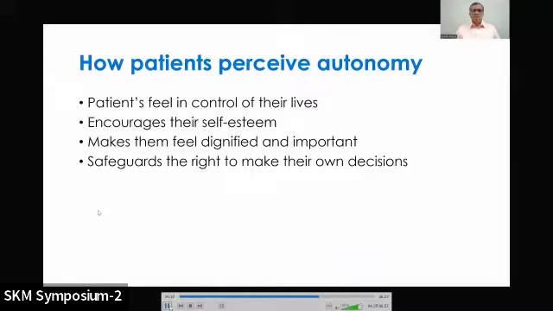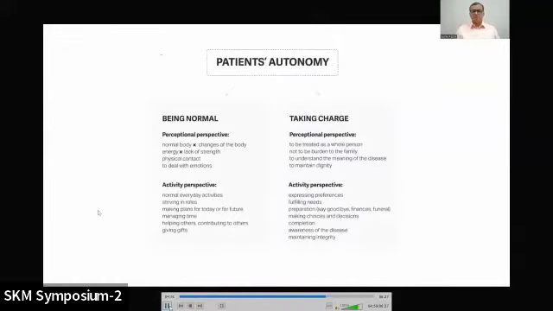How do patients perceive autonomy? Patients feel in control. It encourages their self-esteem. It makes them feel dignified and important. It safeguards the right to make their own decisions. Now, maintaining autonomy is not only a concern of making choices and decisions about treatment and care, but emphasis should also be placed on supporting the patients in their daily activities, contribution to others, and active preparation for dying. From the patient's perspective, changes of the body emerging due to physical symptoms like pain, dyspnea, weight loss, and the progression of the disease can be difficult to accept.